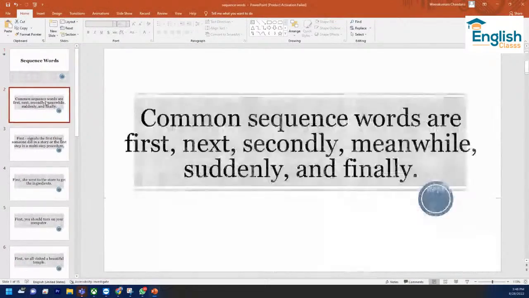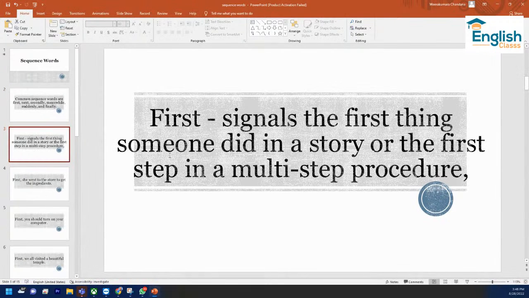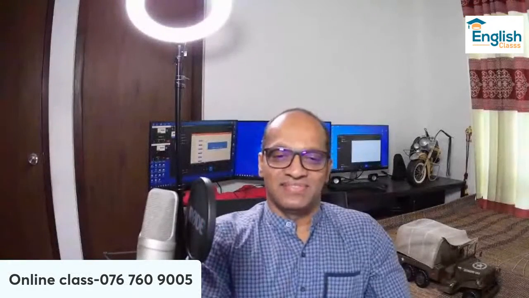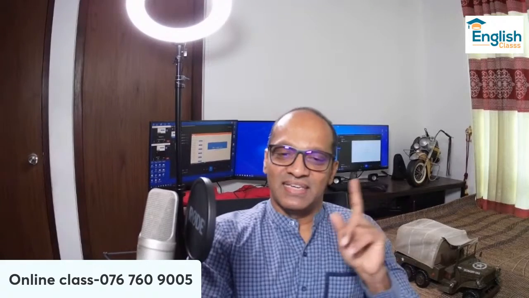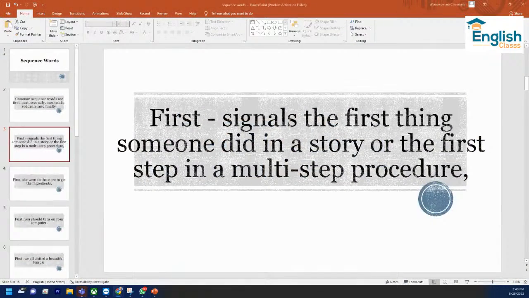Common sequence words are first, next, secondly, meanwhile, suddenly, and finally. So today we are going to discuss just two sequence words, first and then. The word first and then. Now look at this word first. How to use the word first?